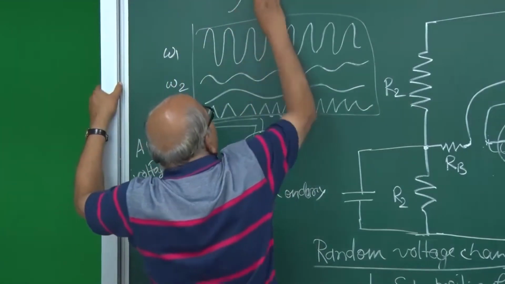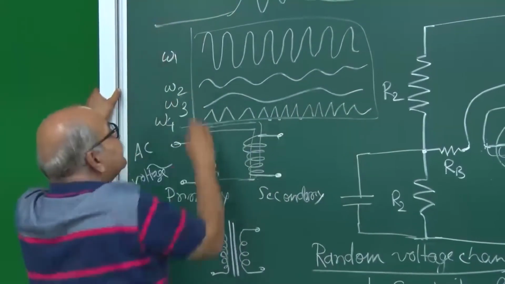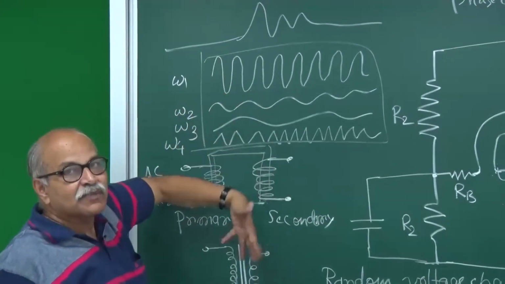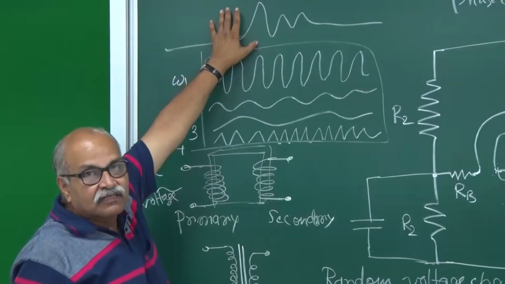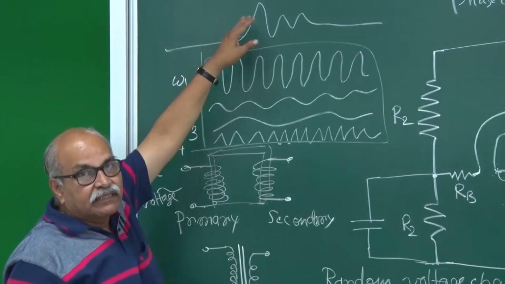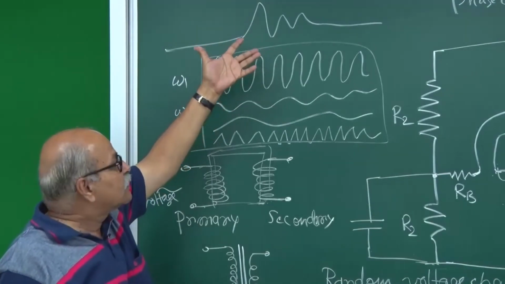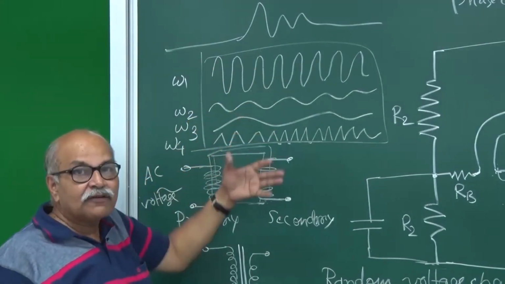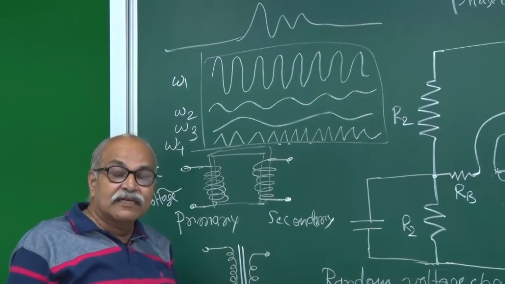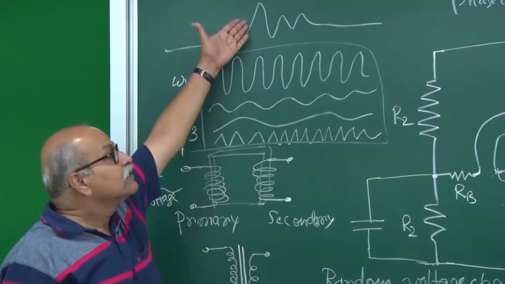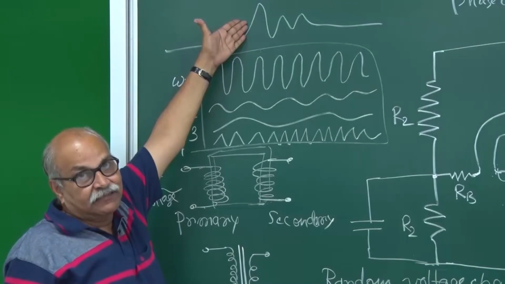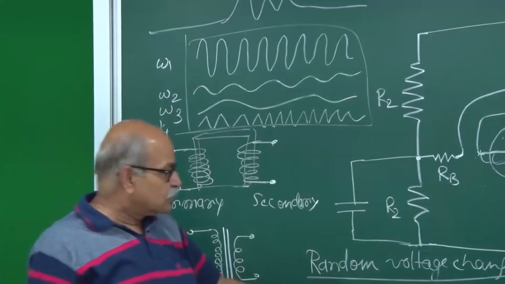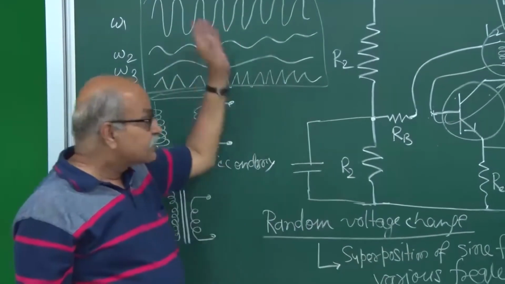Like for example, you can produce this kind of thing. This can be taken as this plus this plus this plus this plus this plus this. So any kind of shape can be decomposed into a summation of sine waves with different frequencies and different amplitudes. What frequencies are chosen and what the corresponding amplitudes are will decide what kind of final shape appears. So whatever it is, that random voltage change when you first switch on can be taken as a superposition of sine functions of various frequencies.